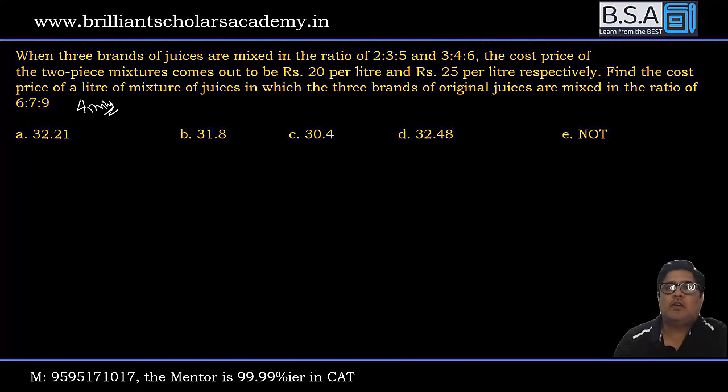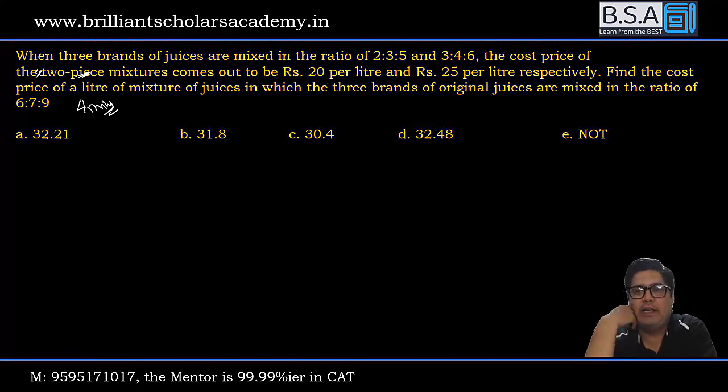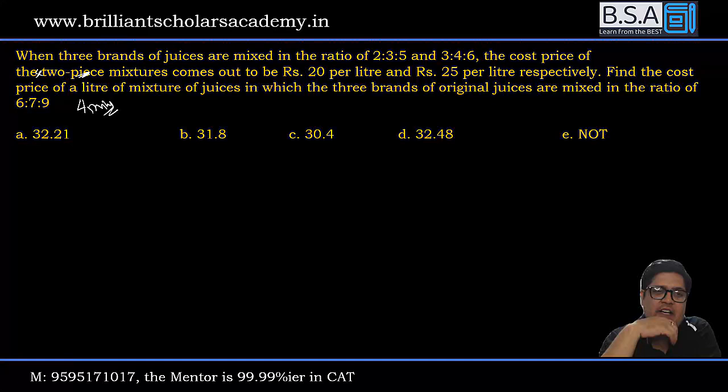The cost price of these two mixtures comes out to be rupees 20 and 25 per liter. Find cost price of a liter of mixture of juices in which the three brands of original juices are mixed in the ratio of 6 ratio 7 ratio 9.